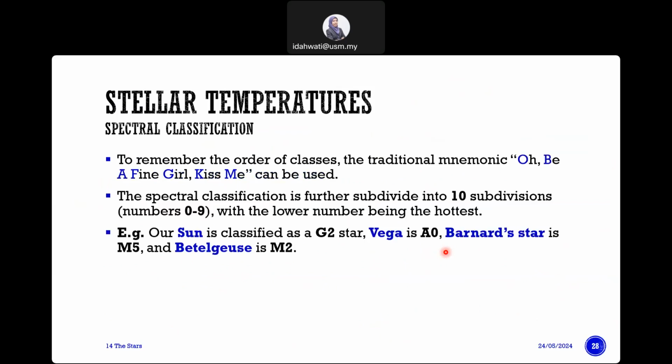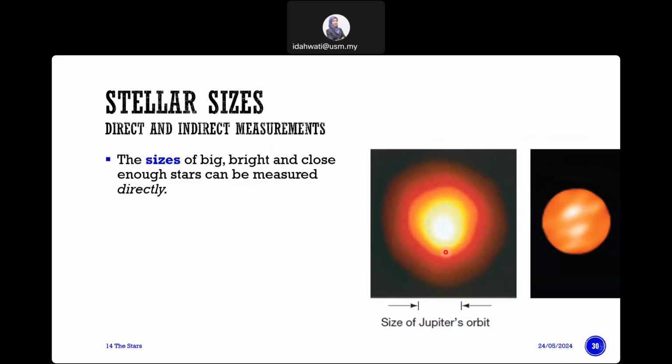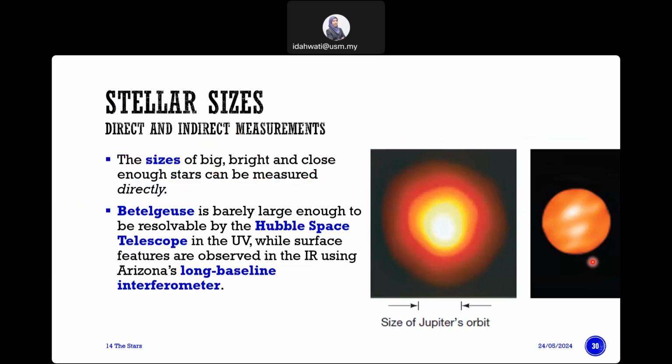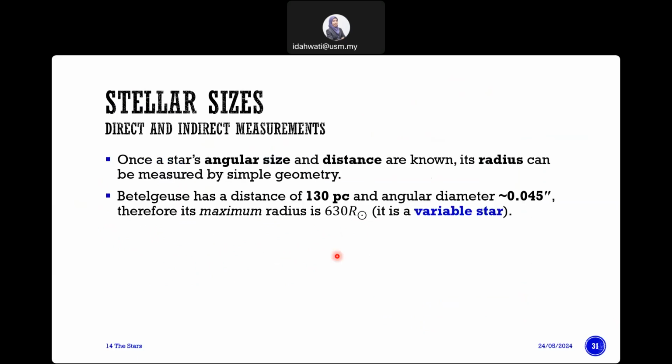Okay, this is how you can memorize it. This is a spectral classification with the different spectral classes and the temperatures. For stellar size, there is direct and indirect measurement. The size of a big, bright, and close enough star can be measured directly. For example, here you have Betelgeuse. Betelgeuse is large enough to be resolved by HST, the Hubble Space Telescope, in the UV, and using the long baseline interferometer. For angular size and distance, if the distance is known, the radius can be measured by simple geometry.